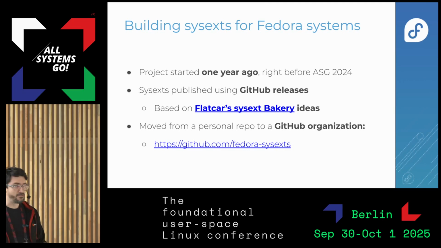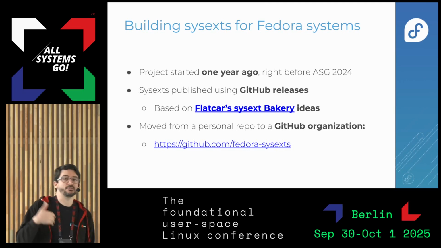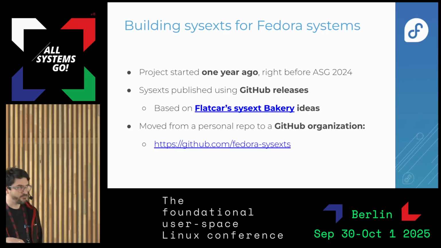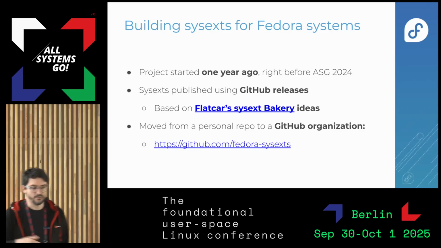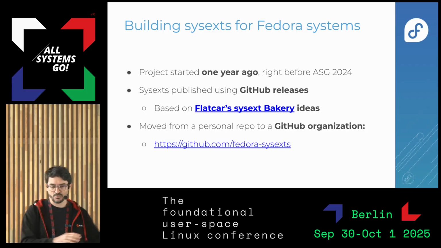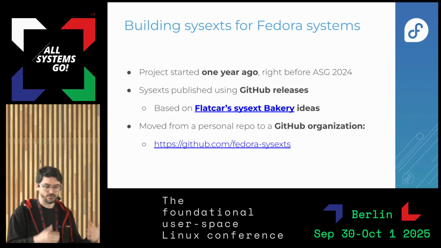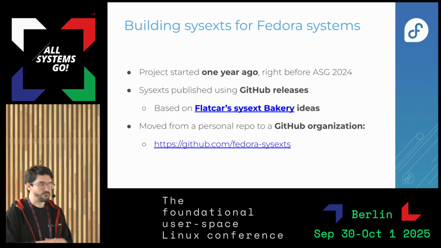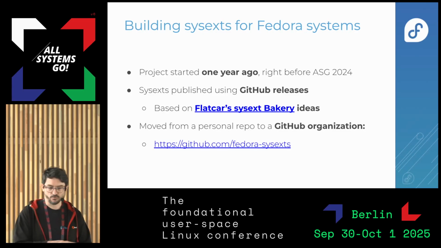Right before the last All Systems Go conference, we started publishing those under GitHub releases, which is a convenient way to ship binaries, based on a lot of the ideas from the Flatpak folks around how they build those in GitHub CI. And I've just recently moved it into a different namespace, so it's not just my personal project. I'm starting to move this into a more neutral place.